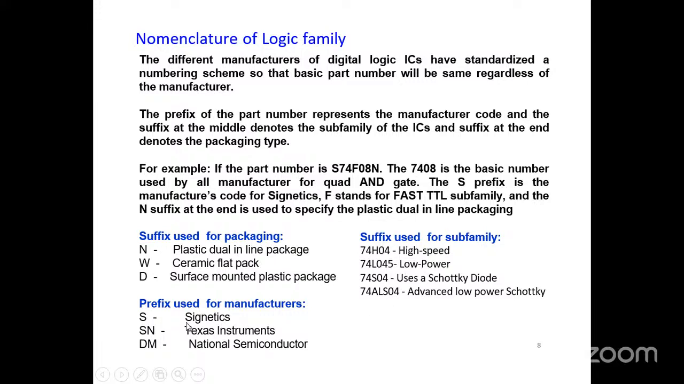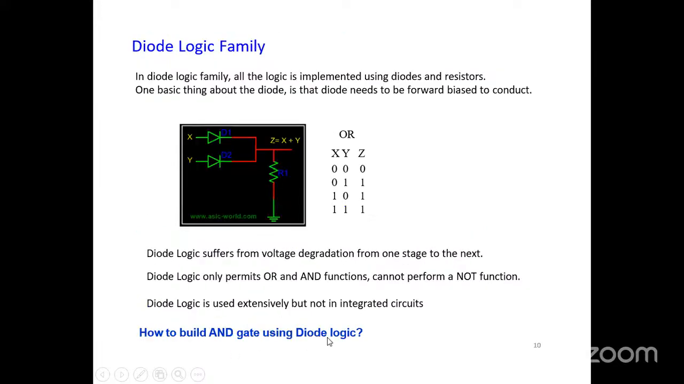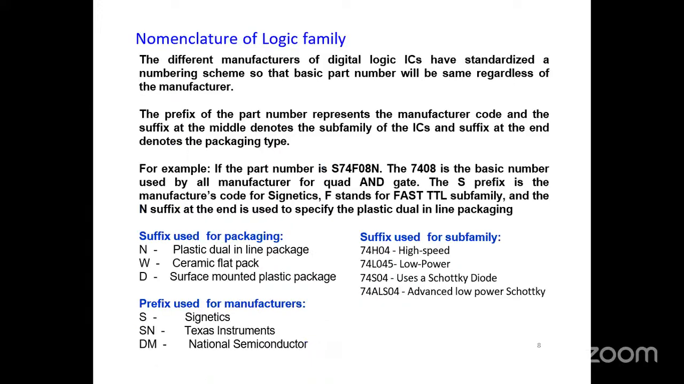Again, there are company names also mentioned before the IC number. S stands for Signetics, SN stands for Texas Instruments, and DM for National Semiconductor. Like this, there are many other companies that also manufacture these ICs.